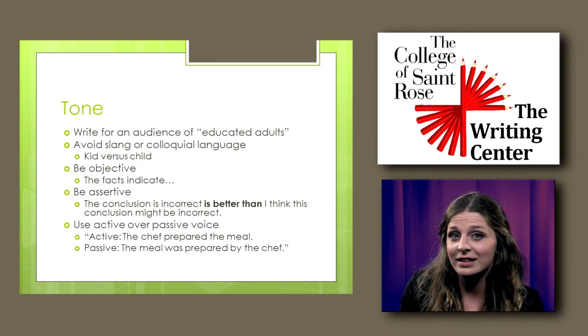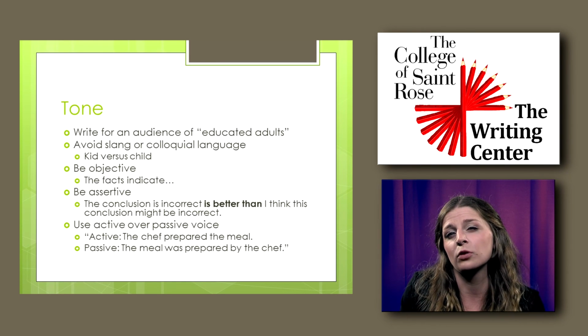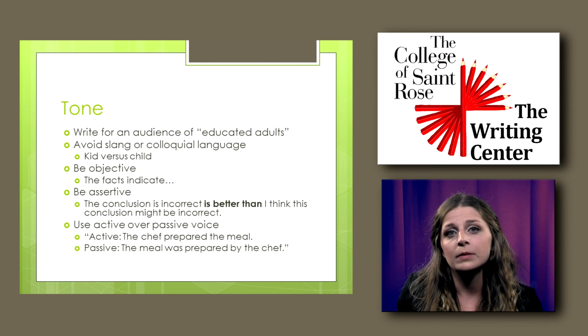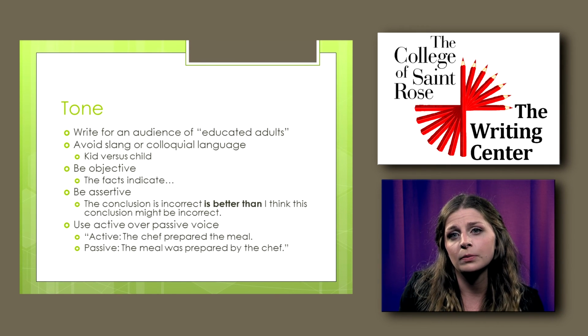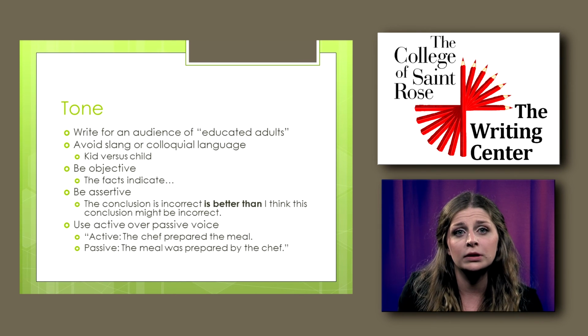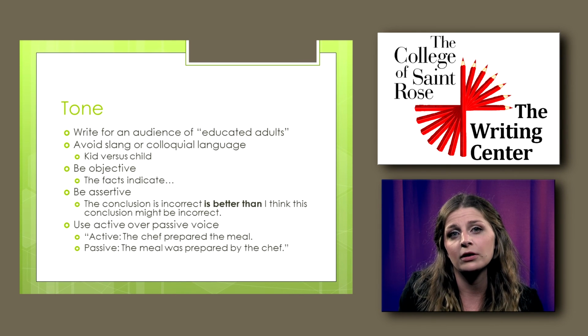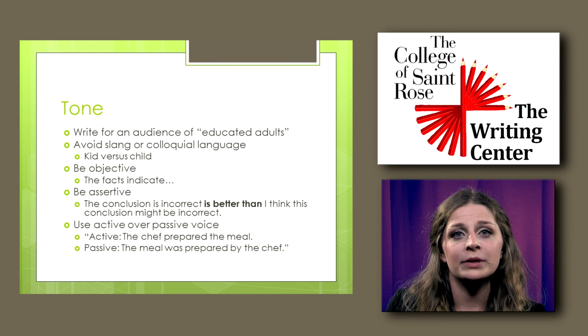For example, kid is less formal and can even be a nickname, while child is formal and has a more academic tone. Be objective and try to remove your personal biases. It's better to argue the most convincing claim than the side you believe in, so present the logic of the better argued side. Be assertive.